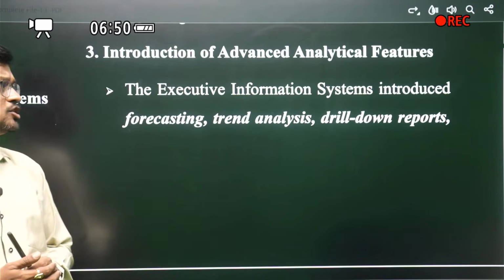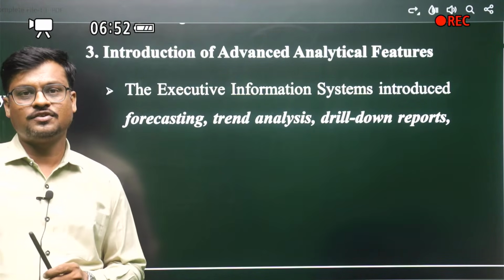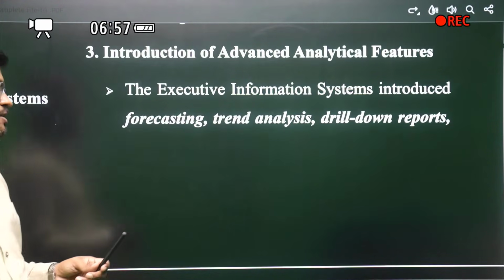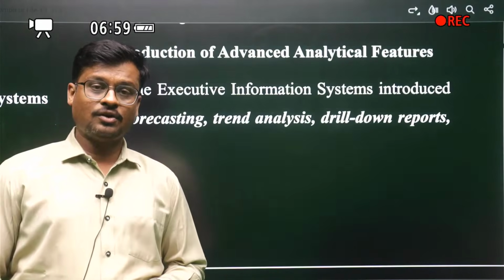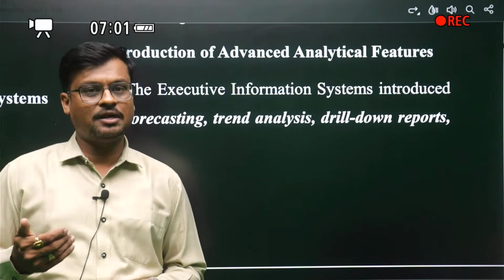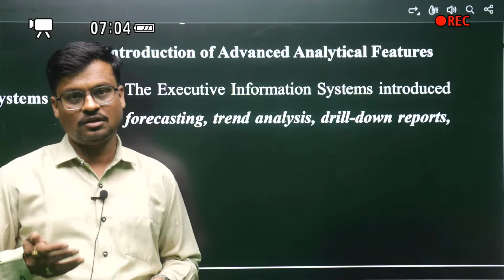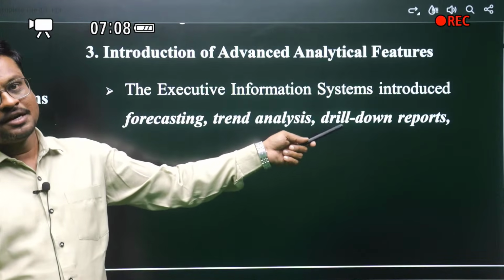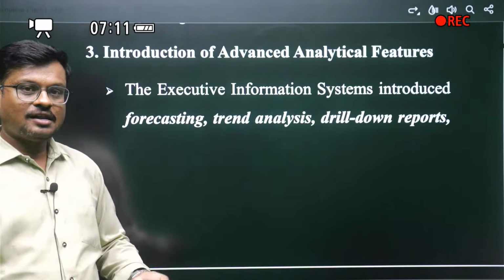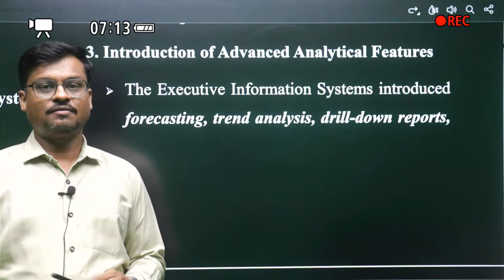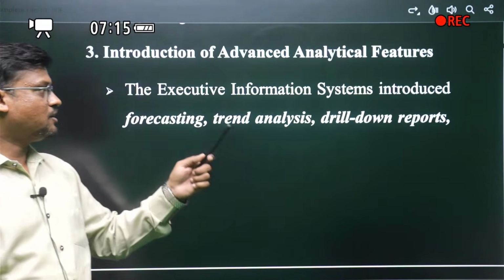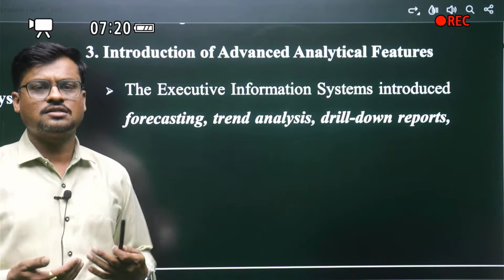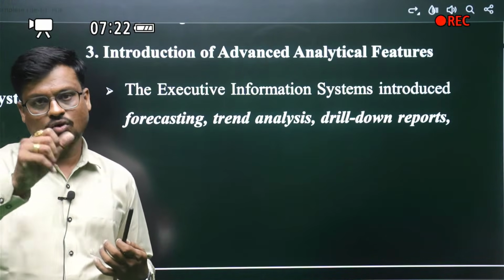After this, the introduction of advanced analytical features came into the picture. The executive information systems introduced forecasting. Now, not only were we analyzing the data we had previously, but we also started forecasting and predicting. We went with drill down, roll up, slice and dice reports, trend analysis, pattern identification and evaluation. All these things were introduced in the advanced analytical features. We can consider this the latest thing, what we are currently using.